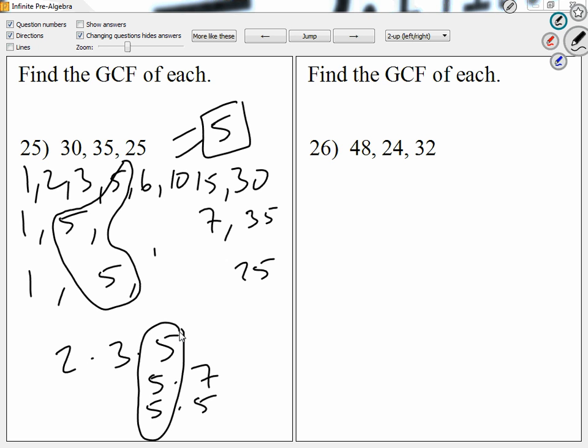Obviously, I gave you a list of 3. I could give you 4 numbers, I could give you 5 numbers. I could give you as many, and we can still find the greatest common factor. Now, any questions?